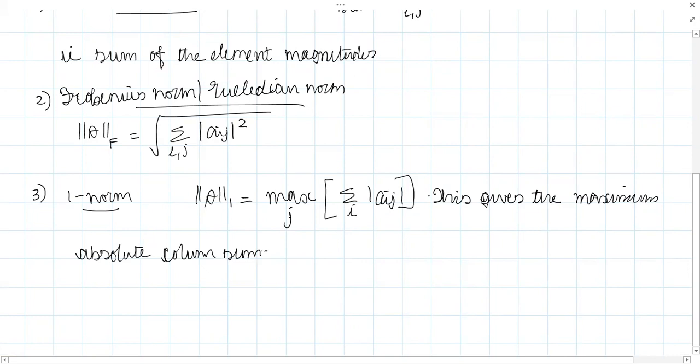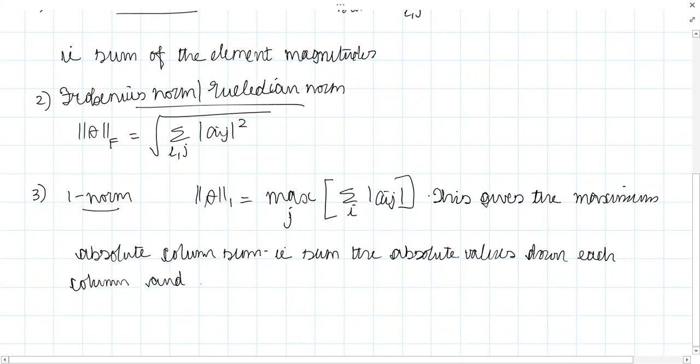What do you mean by that? It means you sum the absolute values down each column, and then take the maximum value. That is, sum the absolute values down each column, and then take the biggest value.